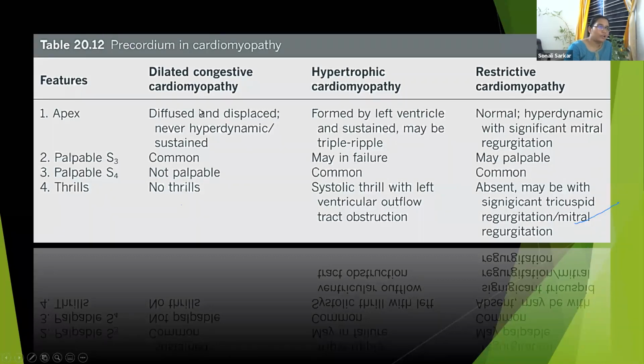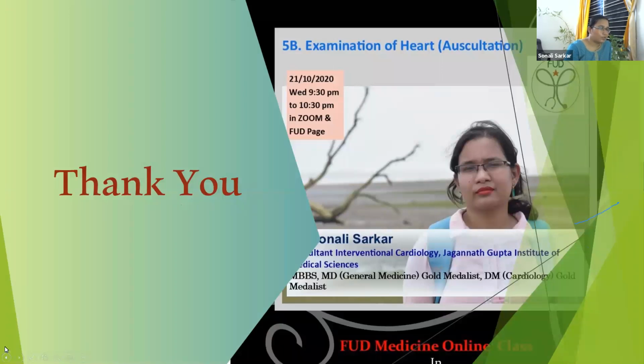Now, thrills. Dilated cardiomyopathy, no thrill. Hypertrophic cardiomyopathy, you will find a systolic thrill at the left parasternal region. Restrictive cardiomyopathy, you will not find any thrill at the apex. So thank you. That's the summation of inspection and palpation of the heart. And we will deal with the auscultation in the next class.